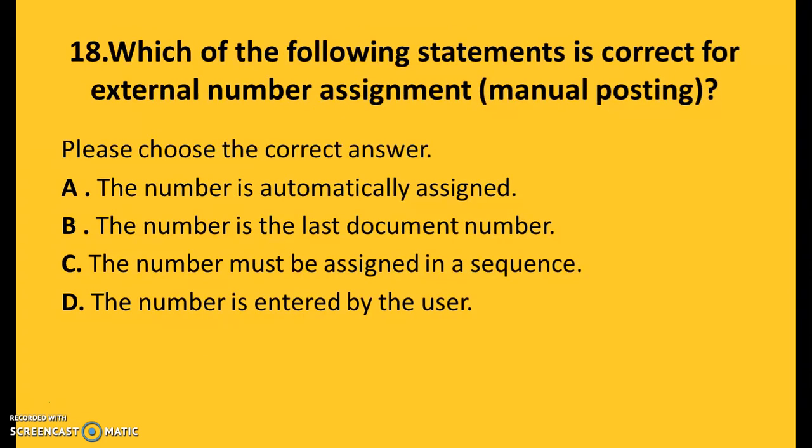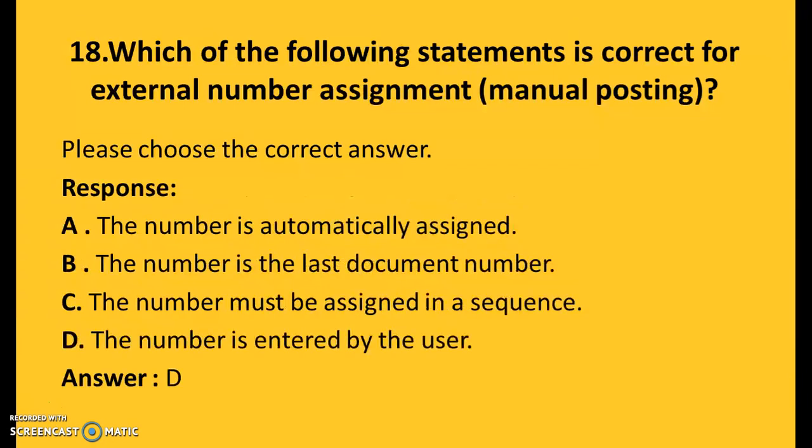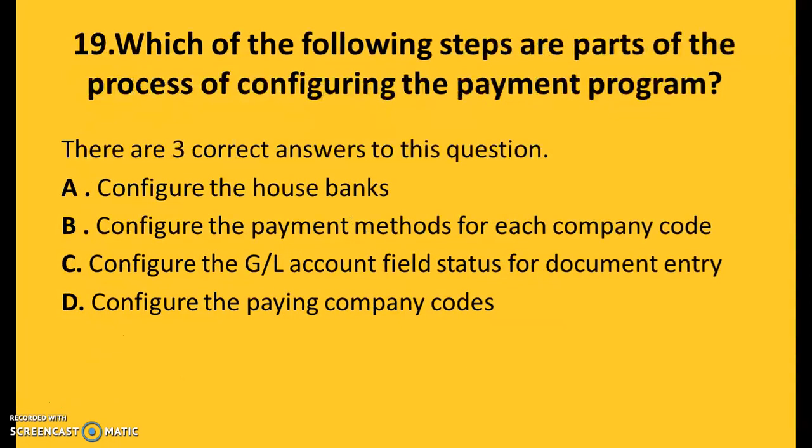Which of the following statements is correct for external number assignment? The number is automatically assigned. The number is the last document number. The number must be assigned in a sequence. The number is entered by the user. So the answer is the number is entered by the user. In manual posting, the number has to be entered by the user.